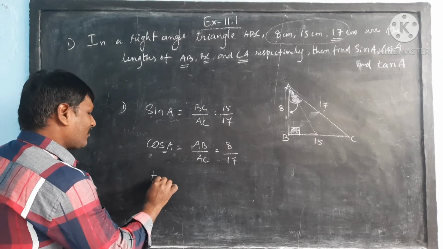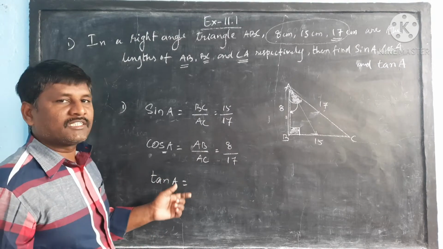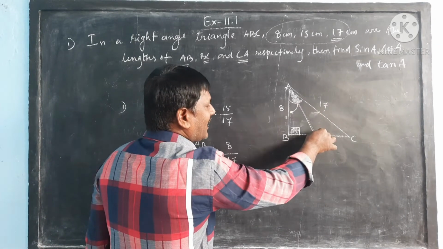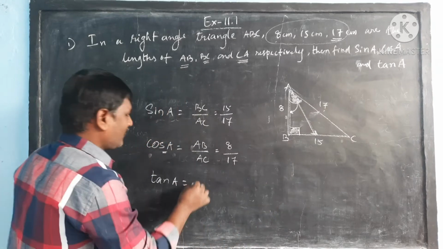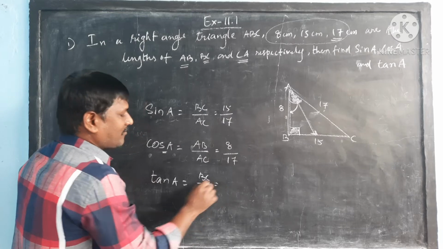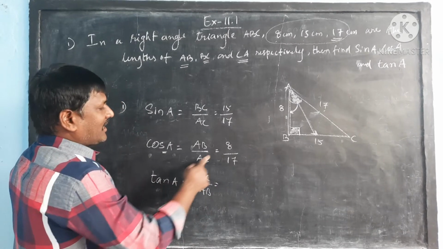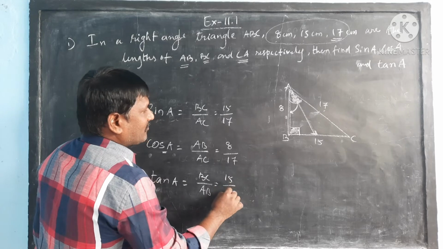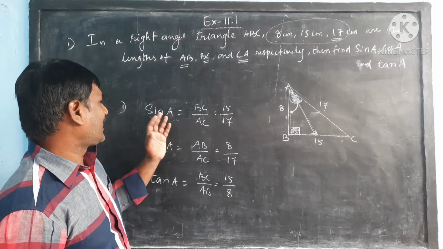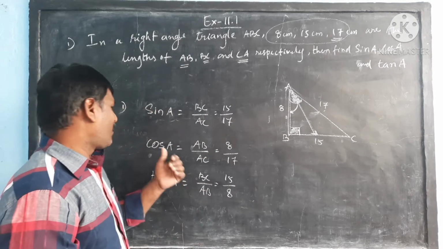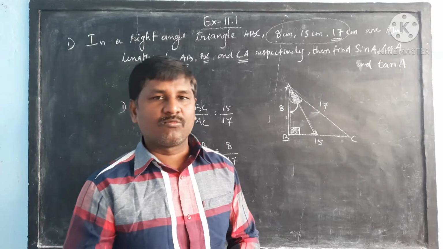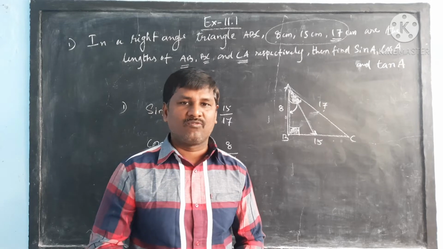Tan A means the opposite side to angle A by the adjacent side to angle A. What is the opposite side to angle A? The opposite side to angle A is BC, and the adjacent side to angle A is AB. Now tan A is equal to BC by AB, which means 15 by 8. So these are the values of the trigonometric ratios: sin A is equal to 15 by 17, cos A is equal to 8 by 17 and tan A is equal to 15 by 8. The answer is solved. Now let us move to the second question of exercise 11.1.